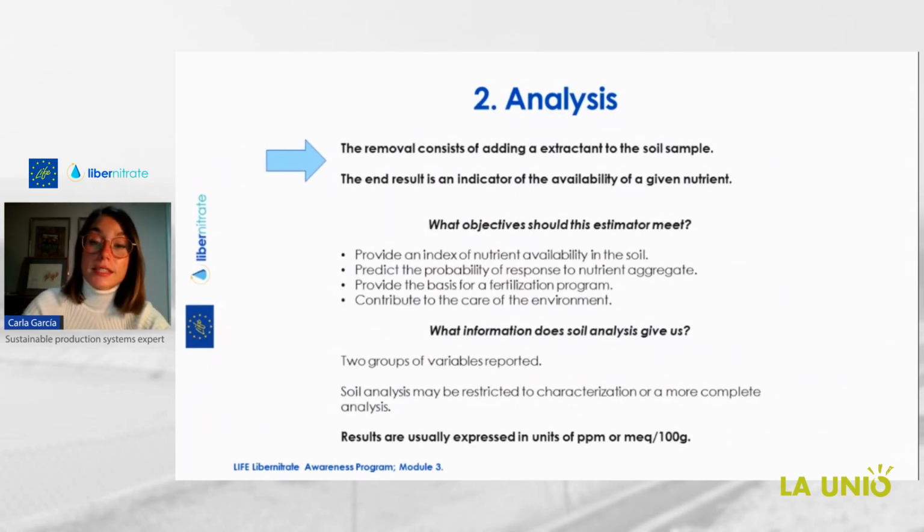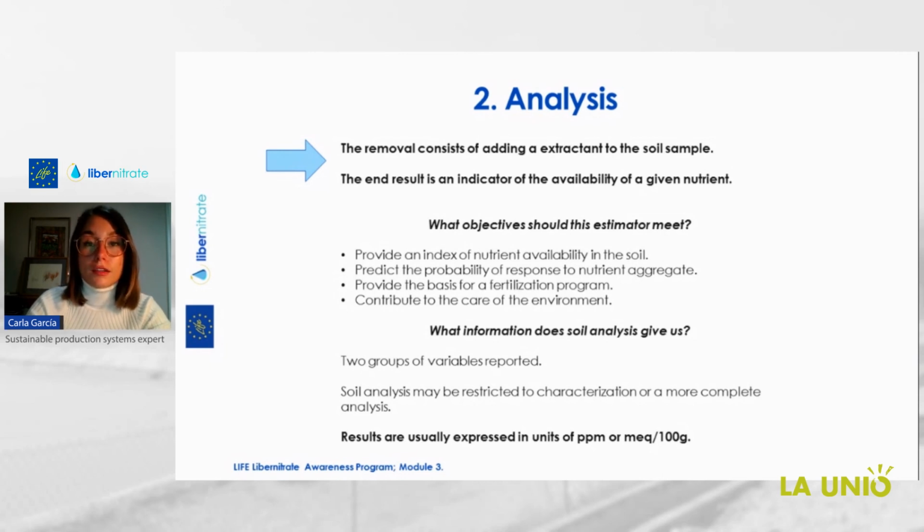Chemical analysis is the second step, and the methods to be used are sought to be simple, fast, and inexpensive. The extraction involves adding a chemical to the soil sample. The extraction releases nutrients that are adsorbed onto the soil particles. The end result when implementing the appropriate methodology is an indicator or an estimator of availability of a given nutrient.